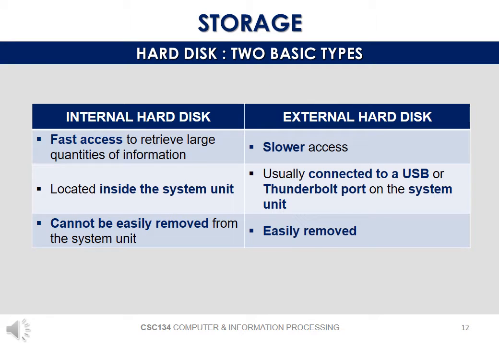Two basic types of hard disks. First, we have internal hard disks. Fast access to retrieve large quantities of information, located inside the system unit, and cannot be easily removed from the system unit. Second is external hard disk, slower access, usually connected to a USB or Thunderbolt port on the system unit, and easily removed.